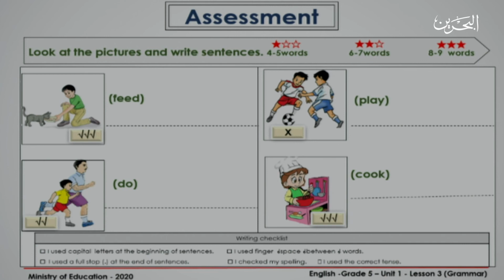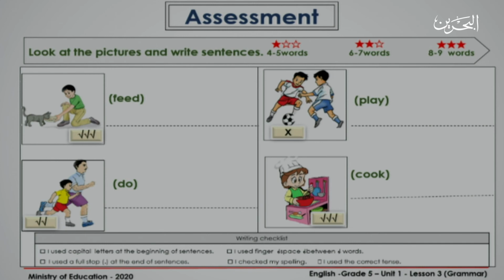Finally, I want you to look at the pictures and write sentences. You have to look at the number of the ticks. If you have three ticks, it means you will use always. If you have X, you will use never. Very good. If you have only two ticks, you will use sometimes. Excellent. And again, here three ticks for always. And the verb is given here. And pay attention that you might make changes in the verb. You might add an S to the verb.